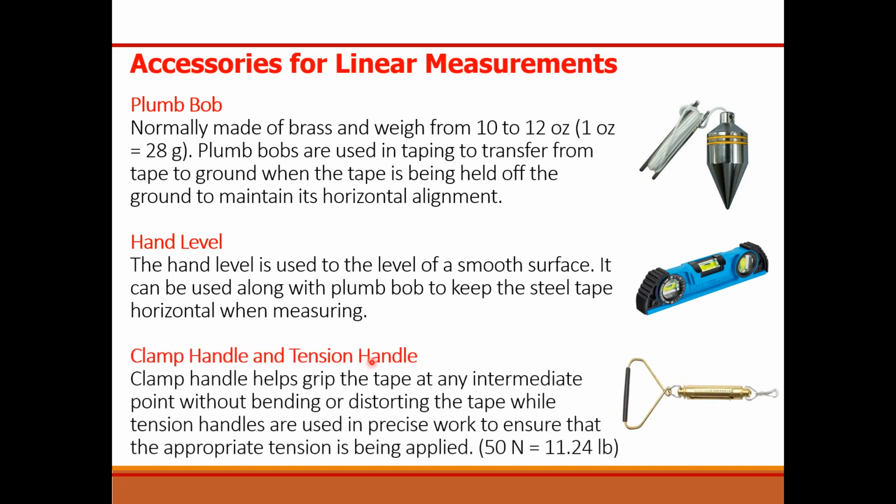Clamp handle and tension handle. This is the tension handle, and the right component is the clamp handle. Clamp handle helps grip the tape at any intermediate point without bending and distorting the tape, while tension handles are used in precise work to ensure that the appropriate tension is being applied. The standard applied tension will be 50 newtons.